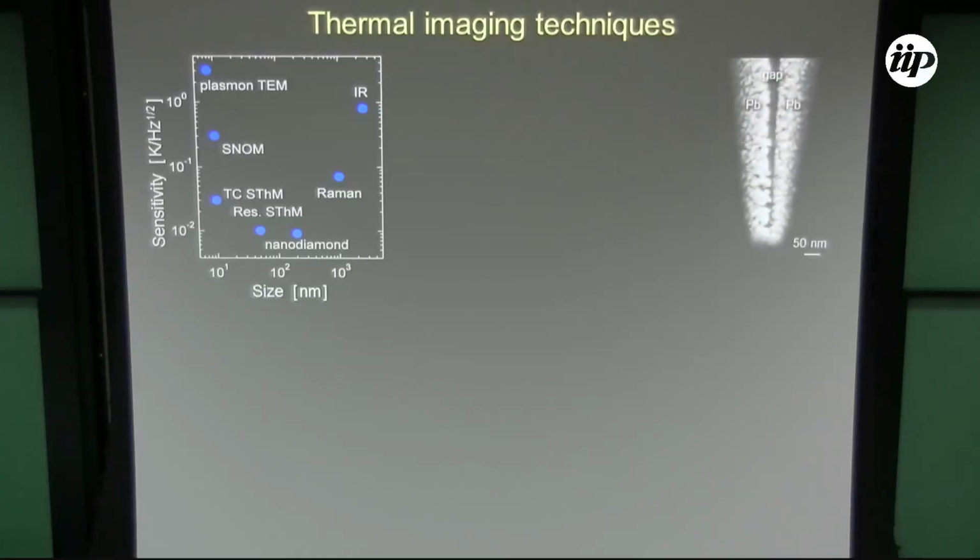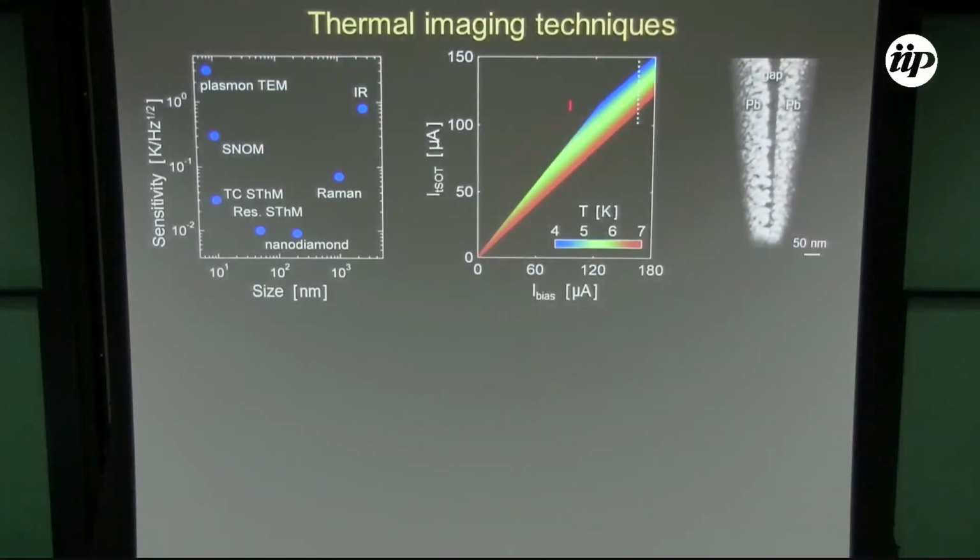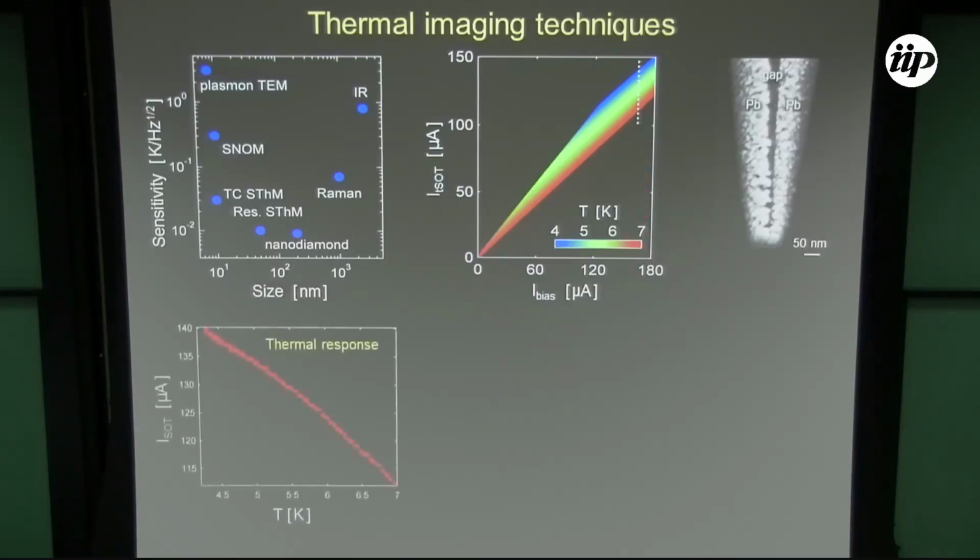So if we take one of our SQUID devices, 50 nanometers in size, and we measure its IV characteristics as a function of temperature, and then we bias it at some bias current, what we have to do is measure the current through the device as a function of temperature in order to calibrate and get its thermal response. So the slope here is the thermal response, which in this particular case is about 10 microamp per Kelvin.